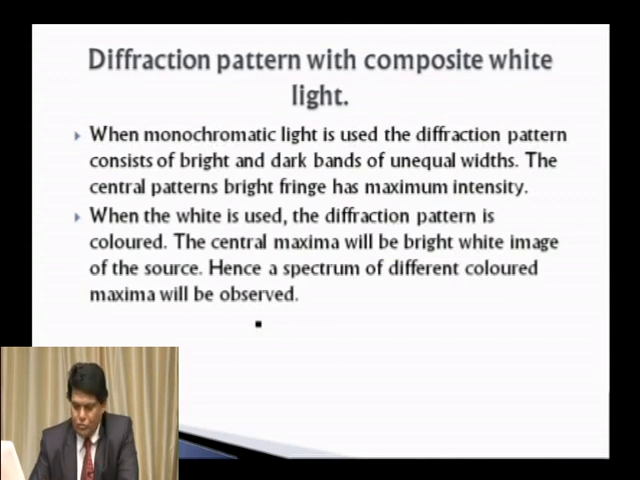Now, how do you find the diffraction pattern with the different lights? It has been seen that if you use a monochromatic source of light, the diffraction pattern consists of bright and dark bands of unequal width, whereas in interference you get the same pattern, but there the band widths are equal. In this case it is noticed that the center pattern is always bright, having maximum intensity.